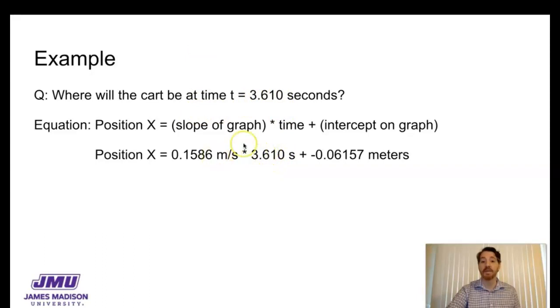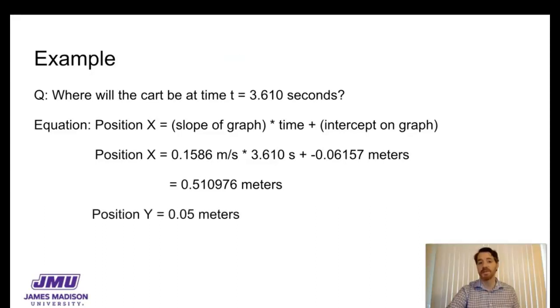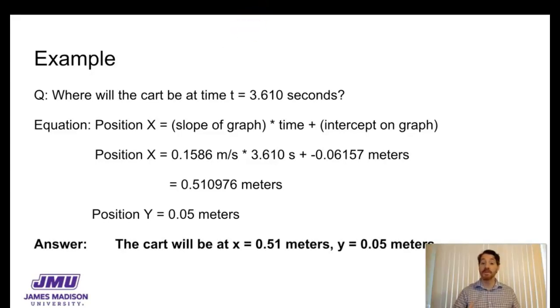I plug that in here. So the slope times the time plus my intercept, which was the negative 0.06157 meters. And what that gives me is that in the x direction, the position should be 0.510976 meters. And in the y direction, it was 0.05 meters the whole time. It didn't change. So I get this answer that I predict that at 3.610 seconds, the cart will be at x equals 0.51 meters, y equals 0.05 meters.